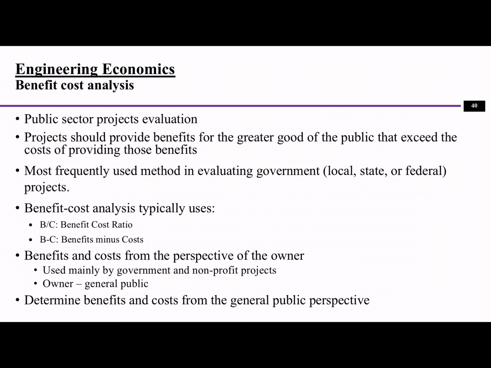So basically, the concept is very simple. You have to calculate the benefit, and you have to calculate the cost, right? There are two different ways to make the comparisons. One is using the ratio, and one is using the absolute values. The ratio will be benefit divided by cost, and the absolute value will be benefit minus the cost.